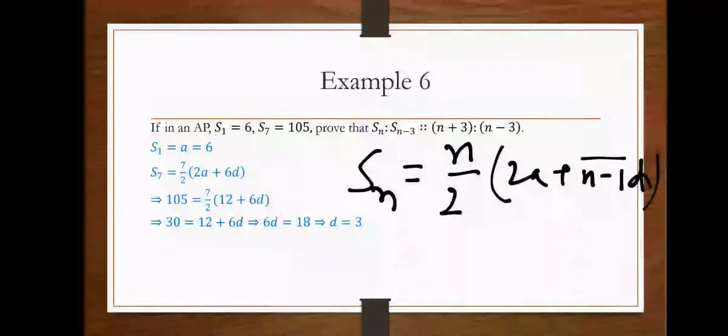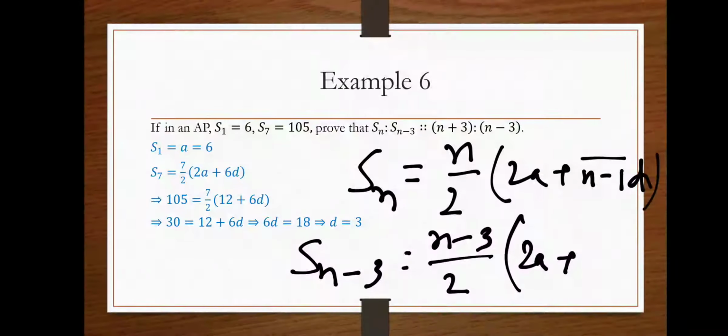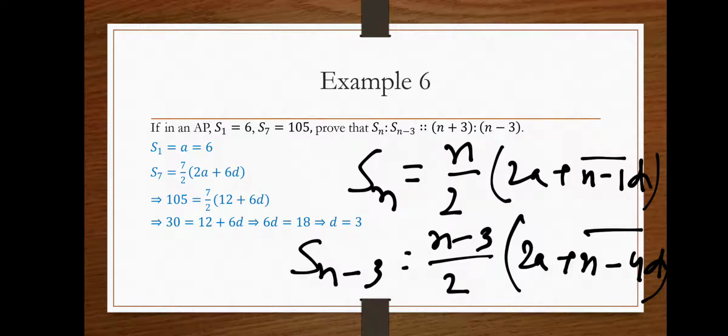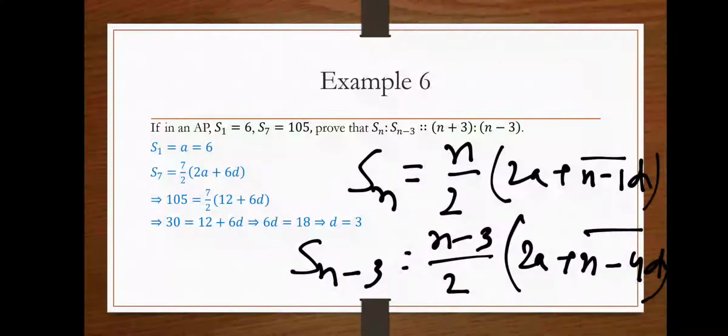Right? This is Sn, and Sn minus 3 is the sum of the first n minus 3 terms. So 2a plus (n minus 3 minus 1), so that makes it (n minus 4) d. Right? All I need to do is put the value of a and d into this and do our calculation, and then we can find the ratio.